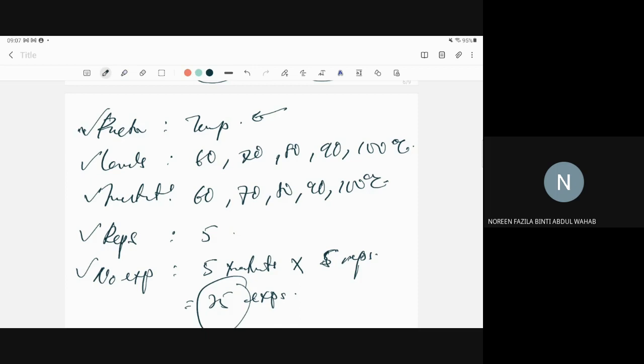Temperature is the factor. And then in order for us to, apa dia punya tulisan ni? Macam doktor lah ni.